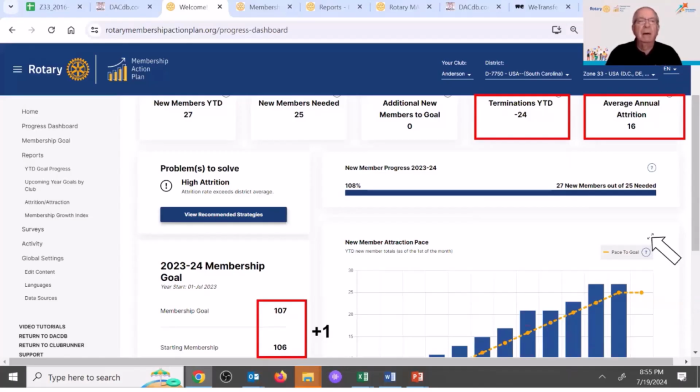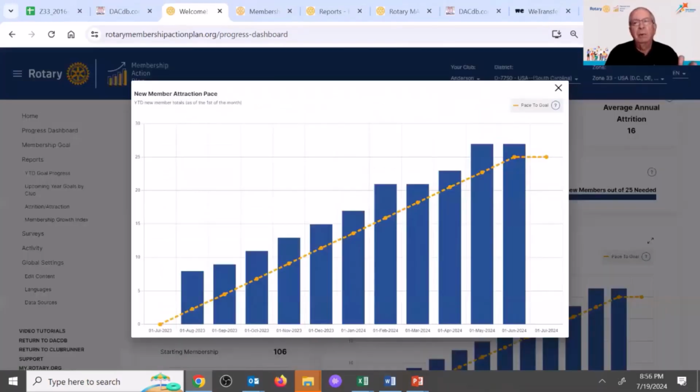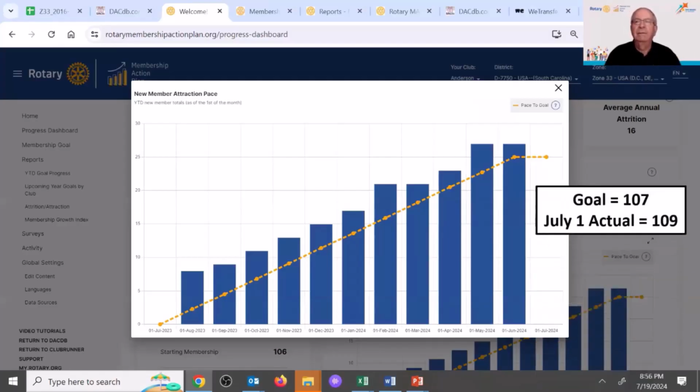And their goal was moderate, only +1, because again, of this huge rapid growth that they experienced over the past 3 years. It was a good judgment to not set that goal any higher. So when we expand this, what we're seeing is they rode into June 1st a couple of members ahead of the pace line. That would put them a couple of members ahead of their goal of +1. And sure enough, they ended up 2 members over their goal of 107. They ended up with July 1st actual of 109, a net gain of 3. So this is what it's supposed to look like.